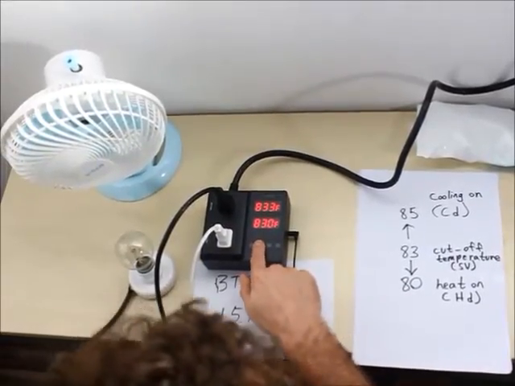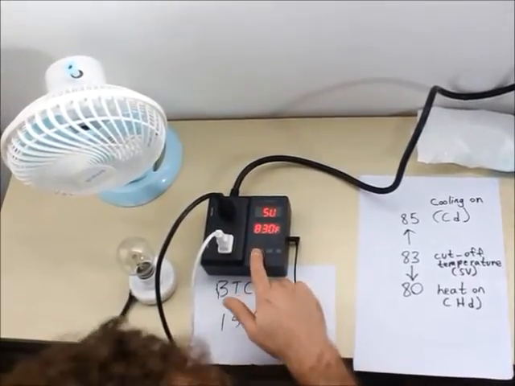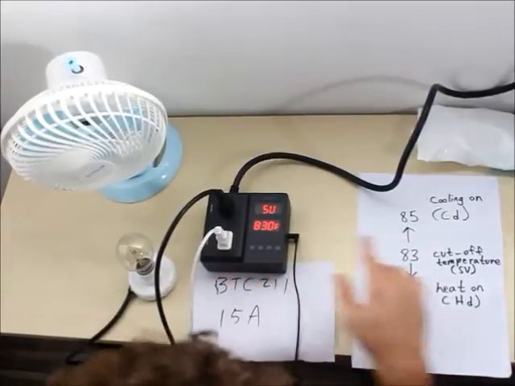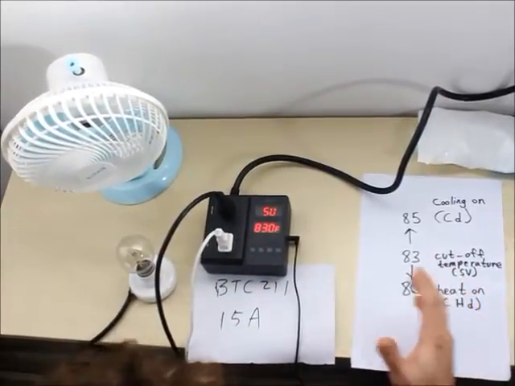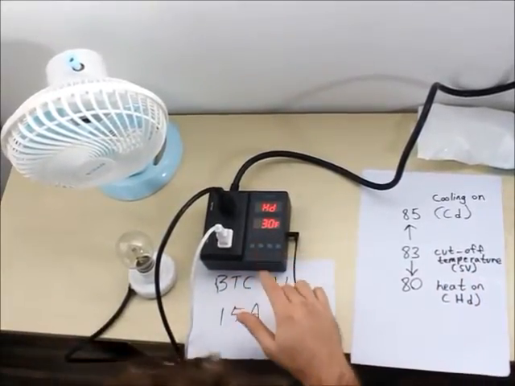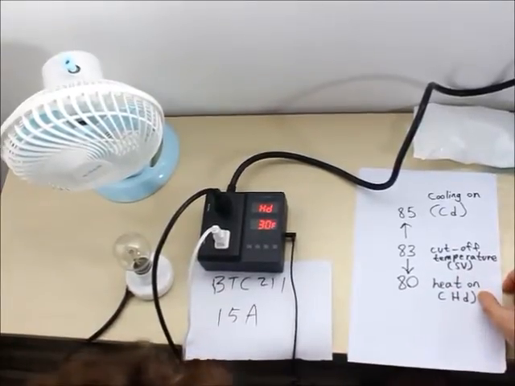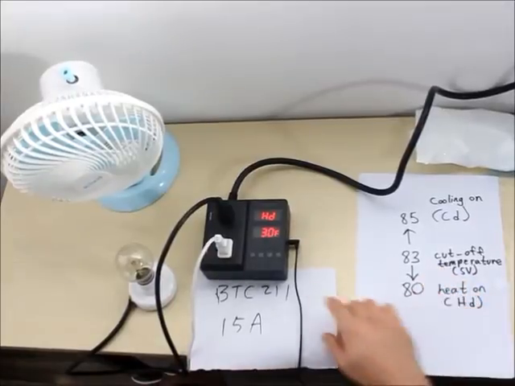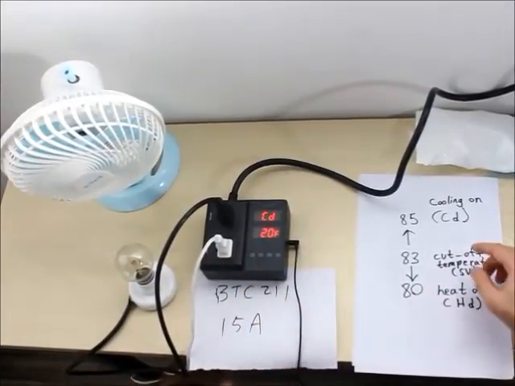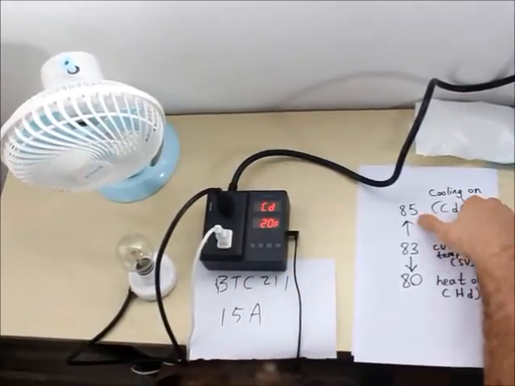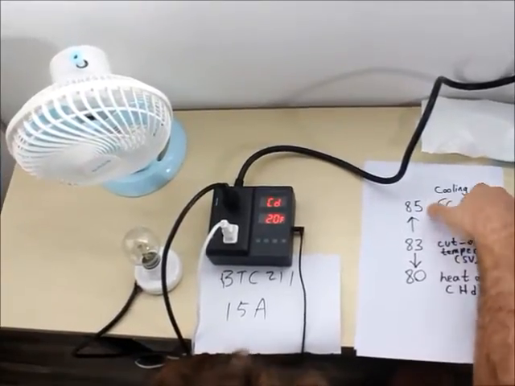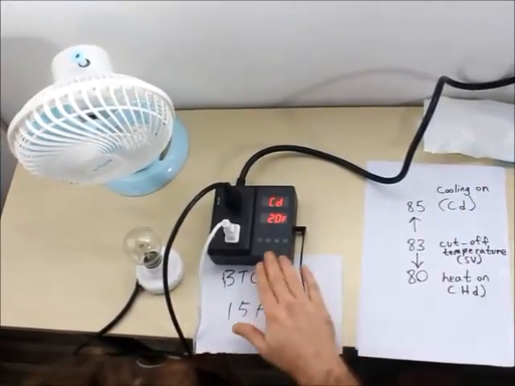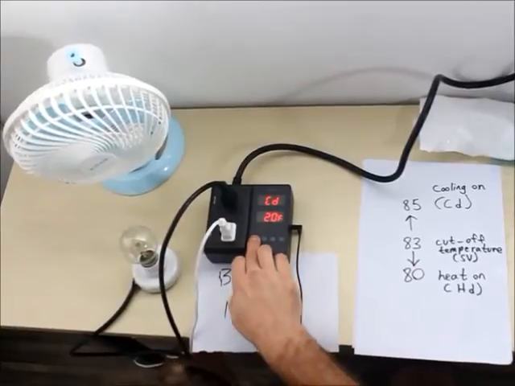I'm going to hold down set just to make sure that's properly set. Yeah, 83 degrees for our SV, that's good. Press set one more time. Our HD value is 3, that's correct. That's our differential. Press set one more time. Our CD value is 2. That's correct. That's our differential here, 2 degrees. So it's all set up, so I can press power.